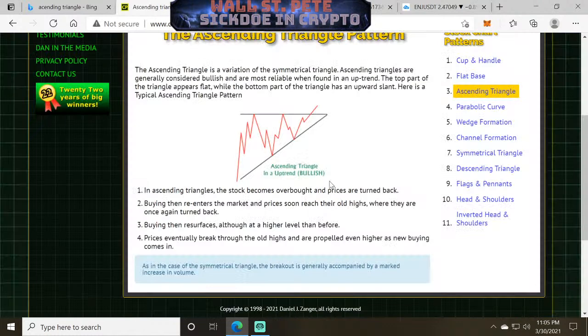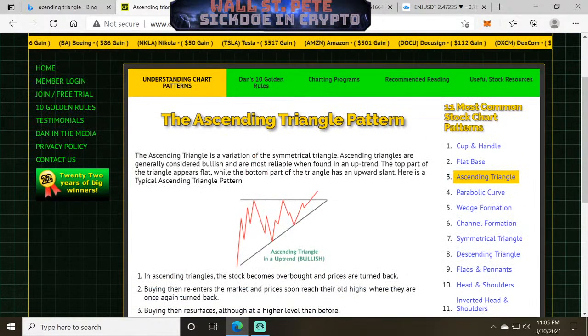I want to go into an ascending triangle. The ascending triangle is a variation of the symmetrical triangle. Ascending triangles are generally considered bullish and are most reliable when found in an uptrend. See how the uptrend of the heartbeat is moving? See how that works? That is a very bullish pattern. The top of the triangle appears flat while the bottom part has an upward slant. And here is a typical ascending triangle pattern.